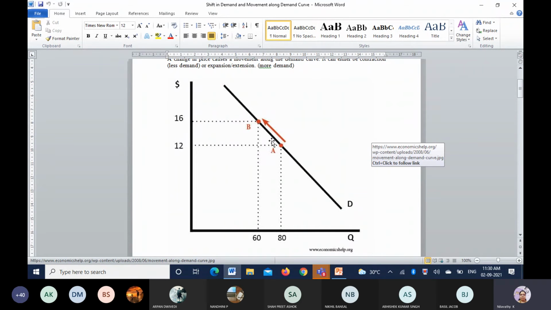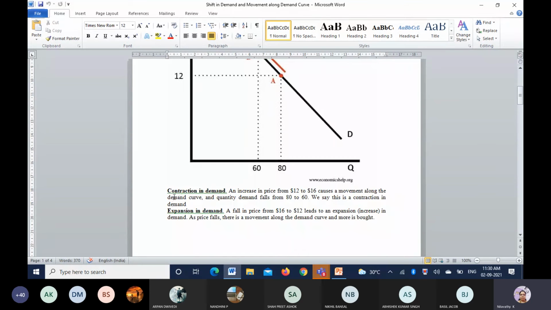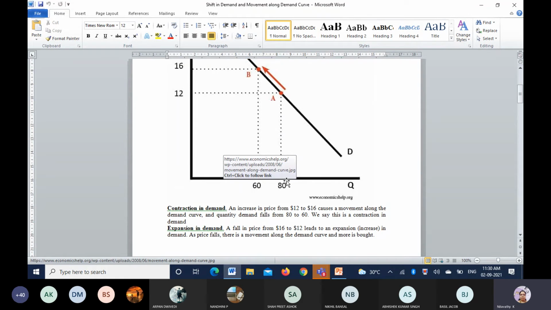When there is a movement within the demand curve, we call that a movement in the demand curve. This movement can be called a contraction. Here you can see contraction in demand or expansion in demand, so there can be two things. Contraction in demand means when the demand declines. When the demand increases, we call it an expansion in demand.